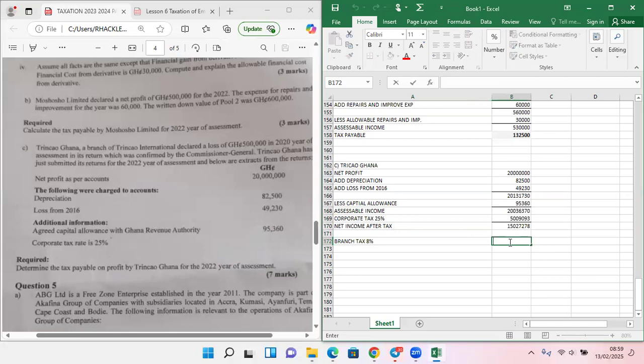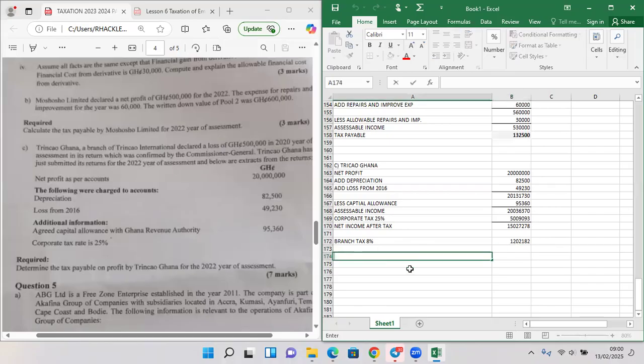It's going to be equal to 0.08 times the net income. So any firm that is outside and doing business here will be subjected to something like a double tax. The normal corporate tax and then also a branch tax on the net income.